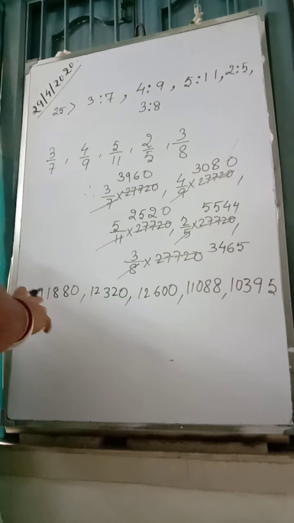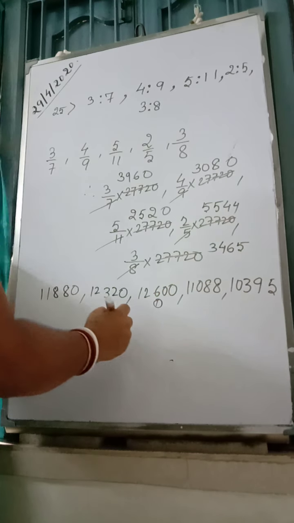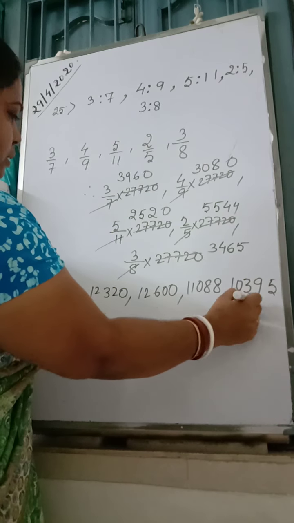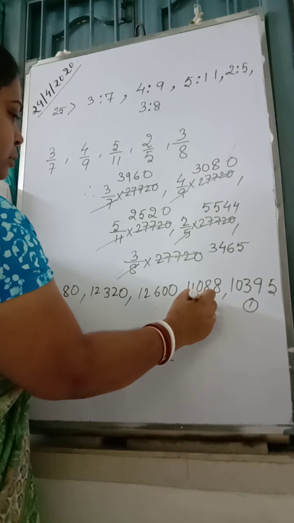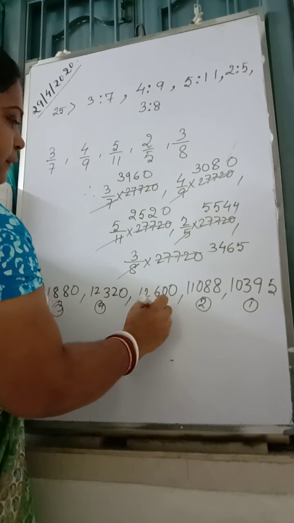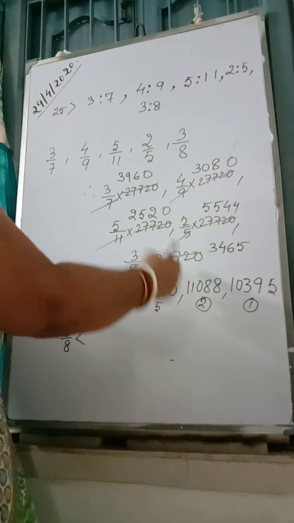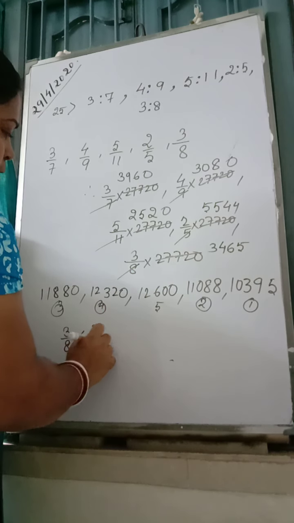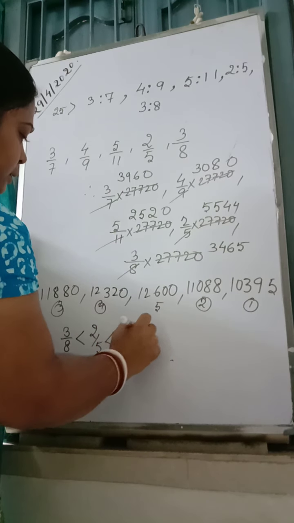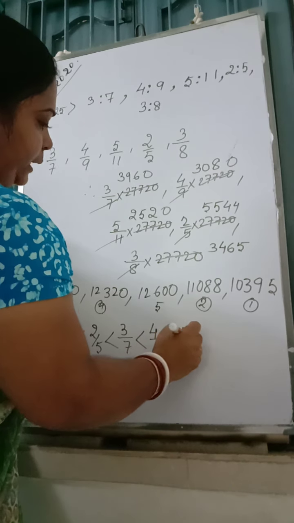Now the biggest number is 11, 12, 12, 11, 10. So this is number 1. What is there? Ascending. So smaller to bigger. Smallest number is 1, 2, 3, 4 and 5. So this one was 3 by 8, then 2 by 5, then number 3 was 3 by 7, then 4 was 4 by 9, then 5 by 11.